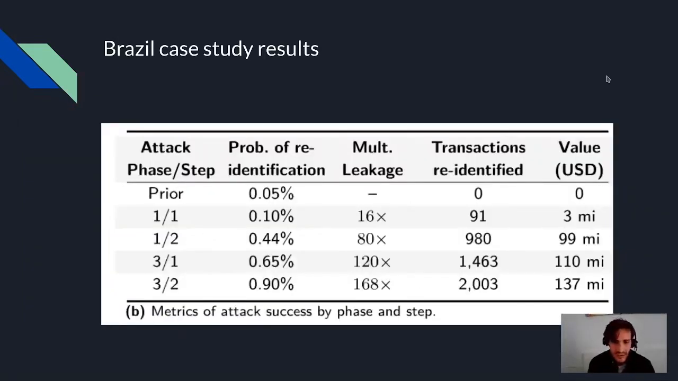These are our results. In the end, we were able to re-identify more than 2,000 transactions. Although this represents just 0.9 percent of the total number of transactions, the value of these transactions is significant, more than $137 million. We also use quantitative information flow to measure the information leakage. Our multiplicative metric shows that this attack increases the chance of the adversary correctly re-identifying a transaction by 168 times.